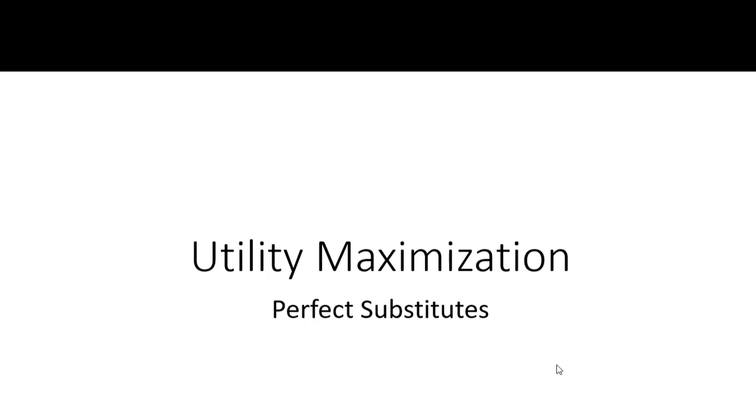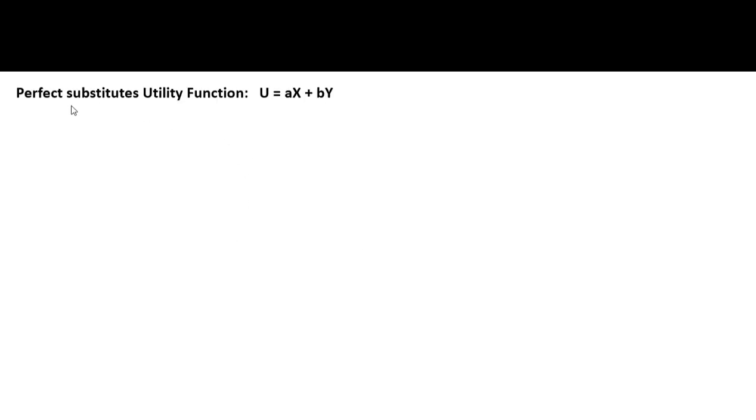In this video, we're going to look at utility maximization with perfect substitutes. So a perfect substitute's utility function will look like this. X and y enter in a linear fashion. So utility equals ax plus by, where a and b are just positive parameters.